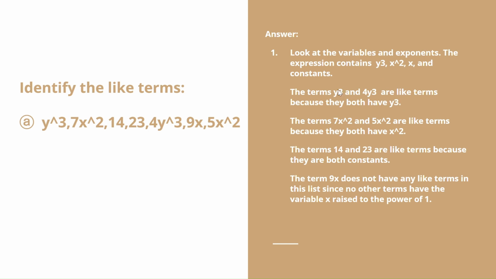Sorry, I didn't type out the to the power of. The terms 7x to the power of 2 and 5x to the power of 2 are like terms because they both have x to the power of 2. The terms 14 and 23 are like terms because they are both constants. The term 9x does not have any like terms in this list since no other terms have the variable x raised to the power of 1.